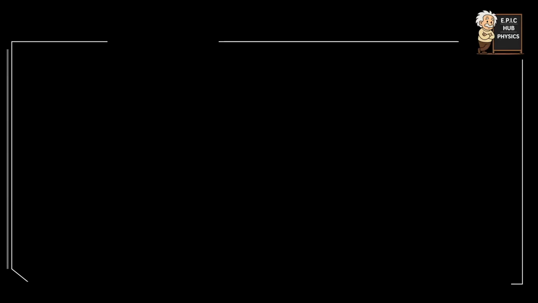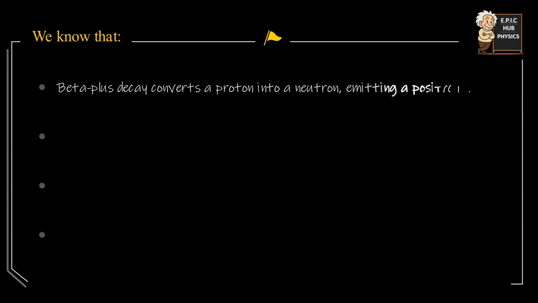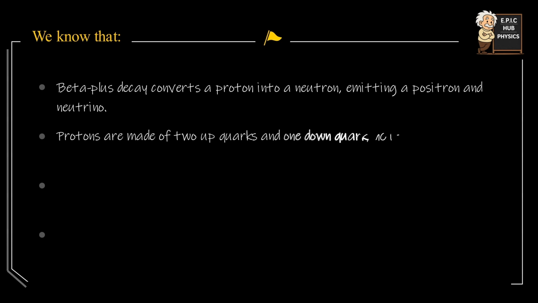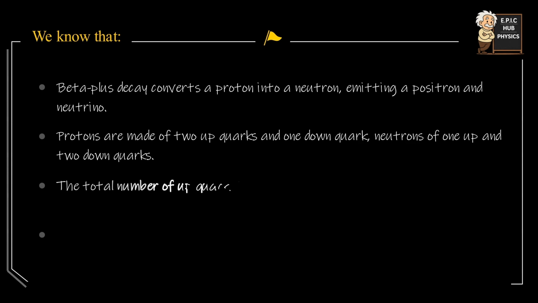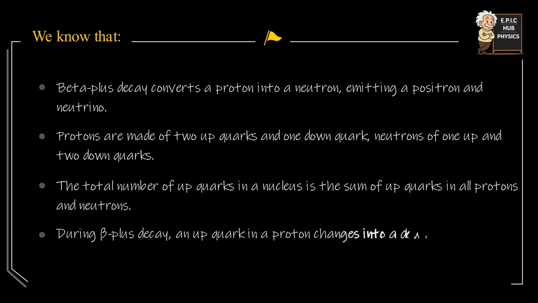This problem tests our understanding of nuclear decay, specifically beta plus decay, and how it affects the number of up quarks in the nucleus. Let's begin by recalling what we already know. We know that beta plus decay converts a proton into a neutron, emitting a positron and neutrino. We know that protons are made up of 2 up quarks and 1 down quark, and neutrons are made up of 1 up quark and 2 down quarks. We also know that the total number of up quarks in a nucleus is the sum of up quarks in all protons and neutrons. Finally, during beta plus decay, an up quark in a proton changes into a down quark.